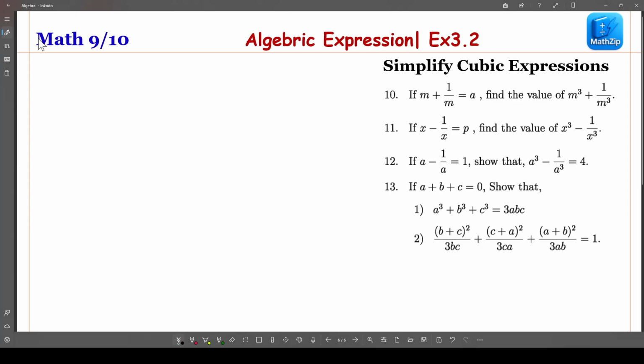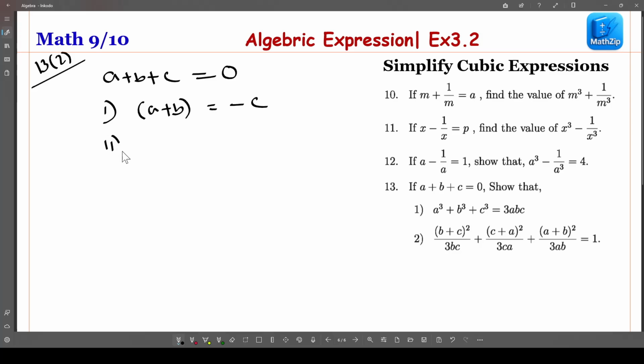Number 13 part 2 is very interesting and important. We already know a plus b plus c equals what? 0, right? So from this we can write, one, a plus b equals minus c. Second, we can write b plus c equals minus a, and finally we can also write c plus a equals minus b.